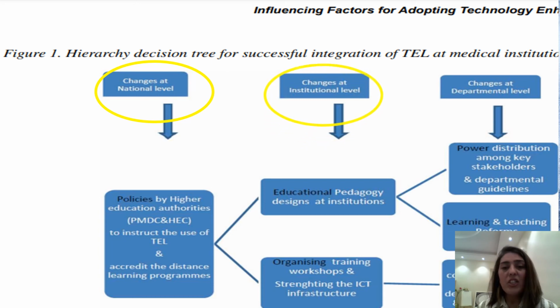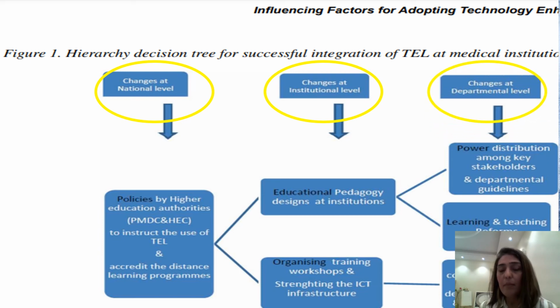We have to make change at institutional level. We have to make reforms in educational pedagogy. We have to make reforms in educational curriculum through training and workshops. At departmental level, we have to give power to those people who are expert and enthusiastic in this, so that they can introduce artificial intelligence in different ways in their anatomy teaching. At individual level, it is very important. We have to empower our faculty.